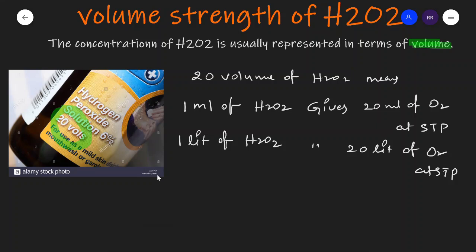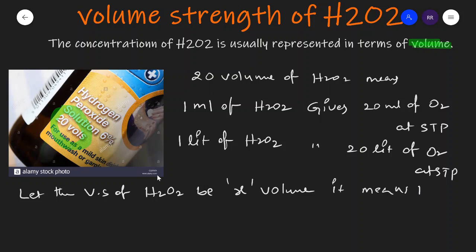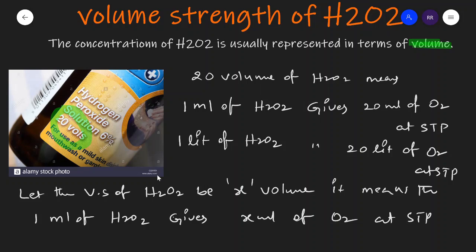In a similar way, let us assume the volume strength of H2O2 is X volume. What does it mean exactly? It means that 1 ml of this H2O2, whose volume strength is X, gives X ml of O2 at STP, right?